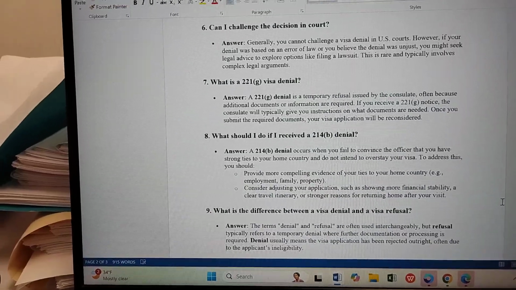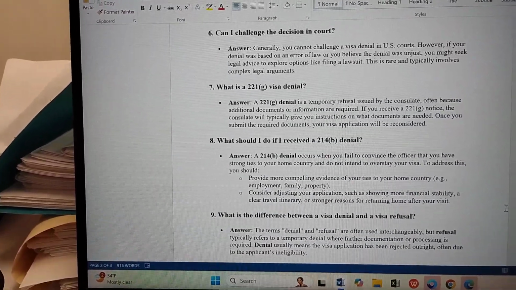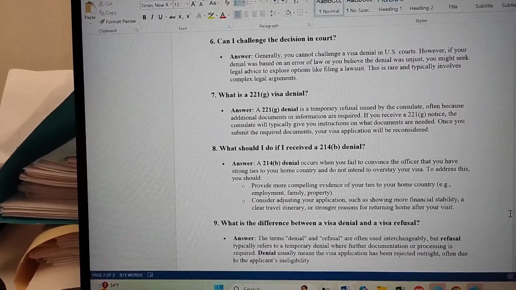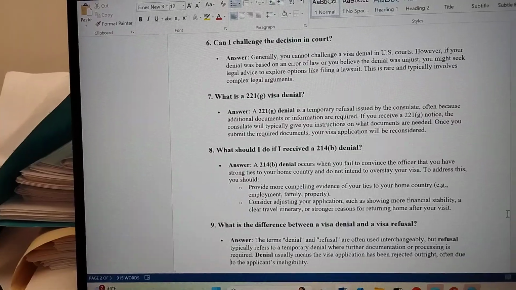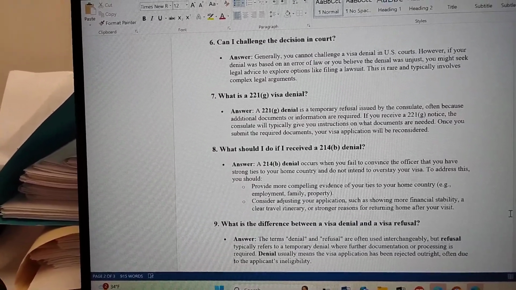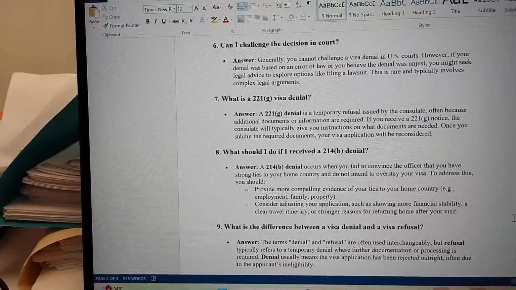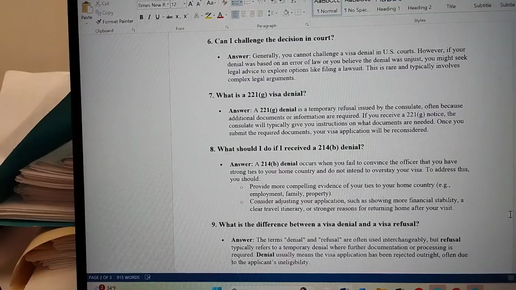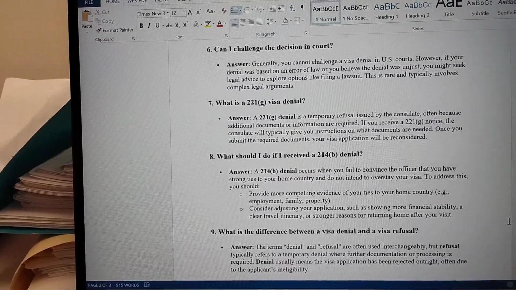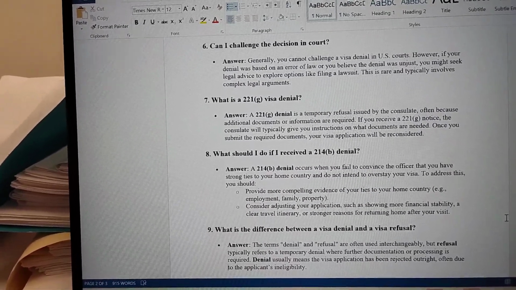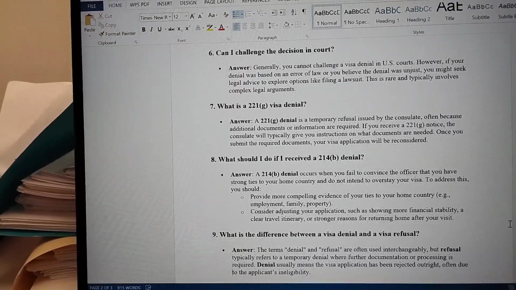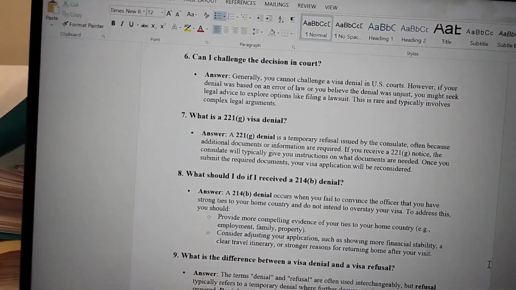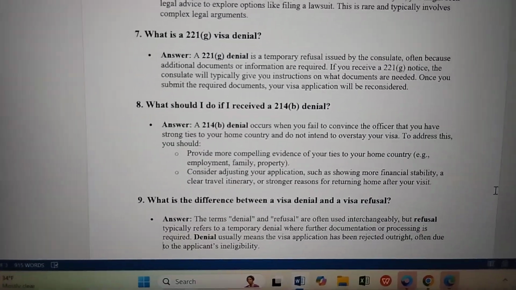What is a 221G visa denial? A 221G visa denial is a temporary refusal issued by the consulate, often because additional documents or information are required. If you receive a 221G notice, the consulate will typically give you instructions on what documents are needed. Once you submit the required documents, your visa application will be reconsidered. So that is what we mean when you hear of a 221G visa denial.